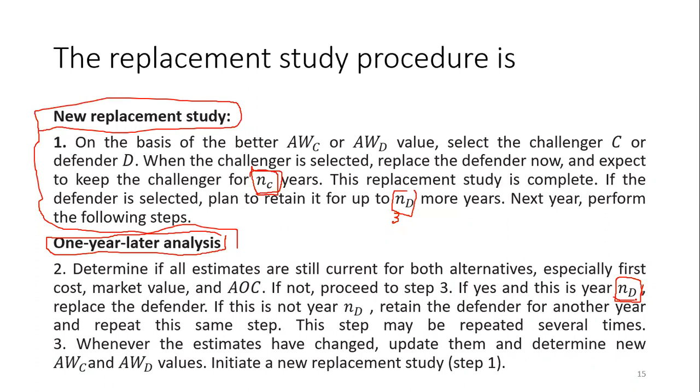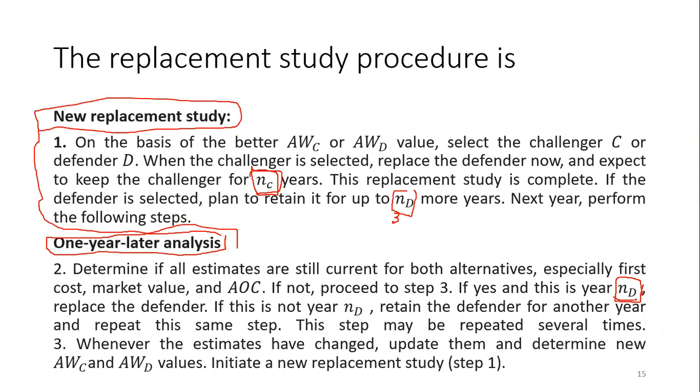Every year we do this until we say, okay, now we replace the defender with a new challenger. This step may be repeated several times. Whenever the data changes, whenever estimates have changed, update them and determine the new AW, the annual worth for the challenger and the annual worth for the defender, and initiate a new replacement study in step 1.